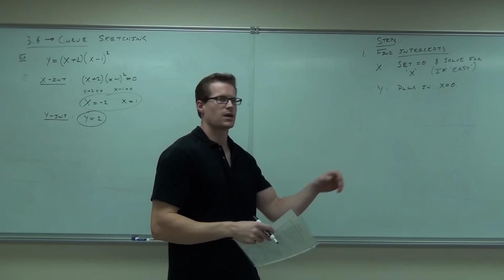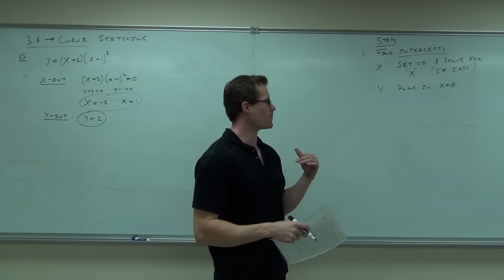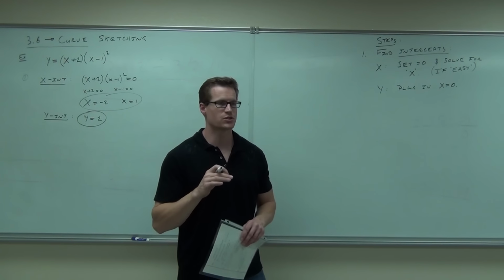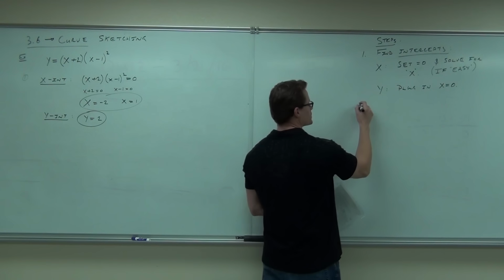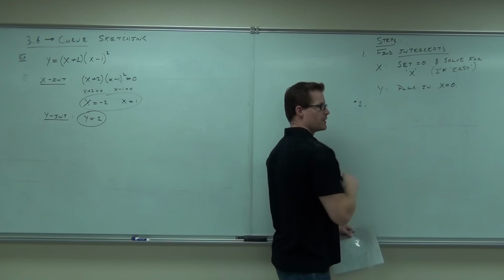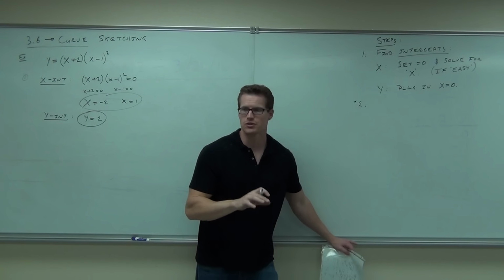Do you feel okay for this so far? All right, step number 2. Step number 2 applies only to rational functions. It does not apply to polynomials because polynomials do not have this. I'm going to put step number 2 and a little asterisk. The asterisk means for rational functions only.